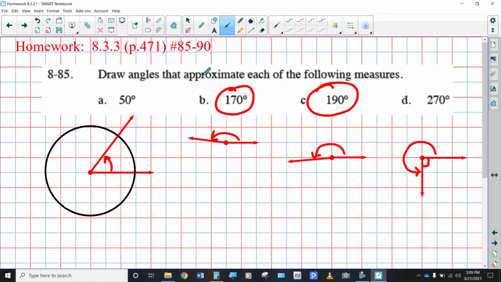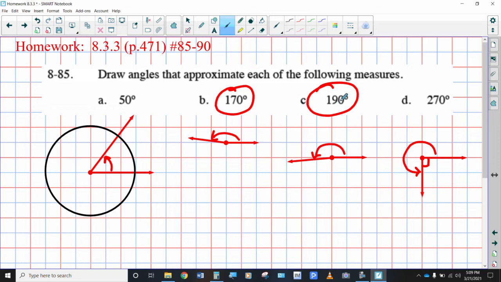All right, so draw angles that approximate each of the following measures. A 50-degree angle: if you think of what a 90-degree angle would be and what a 45-degree angle would be, it would be a little bit wider than 45 degrees. A 170-degree angle would be like a straight angle, but a little bit smaller than the straight angle. So picture what 10 degrees would look like and then kind of raise that up.